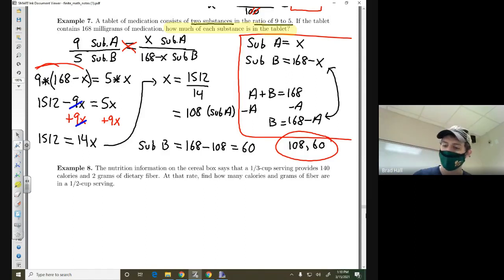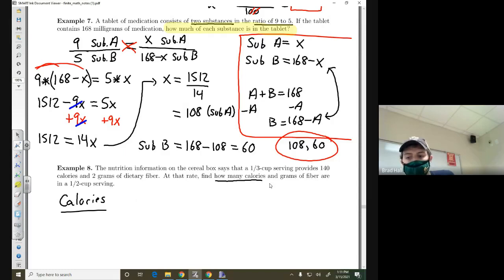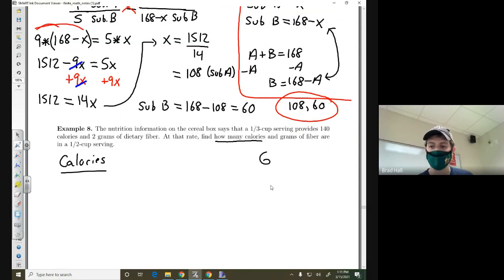So you're trying to figure out, well, it says how many calories and grams. So these are two separate problems. We're going to start off with how many calories. So we'll do the calories one off to the side. We'll do calories, we'll do that one first. Grams we'll do over here of fiber. Do that one over there. So we'll get to that one later. Start off with calories. So with the calories, what's a ratio that we have?